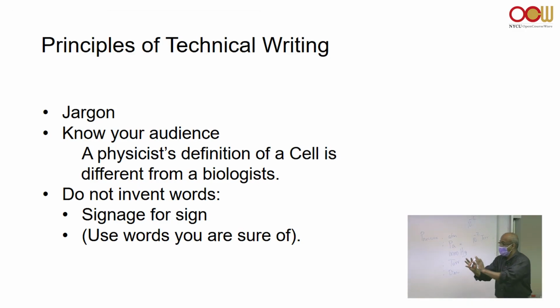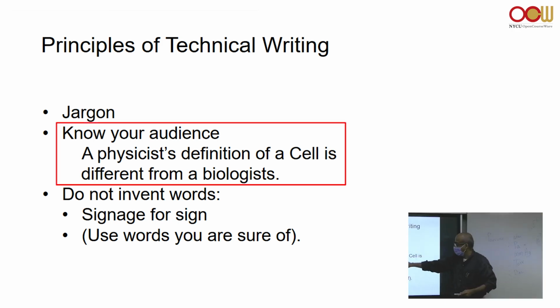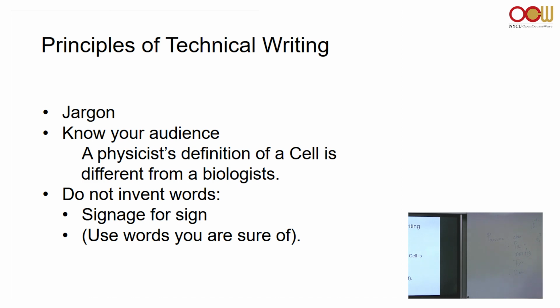Certain group of people have some common language. So don't use jargon. So a physicist's definition of a cell, to me, I am a physicist. If you tell me a cell, the first thing I think is a solar cell. Solar cell is a device. But if you talk to a biologist and you tell him we are using a cell, he will think of a cell. They are different. So that's a jargon. Don't use jargon.